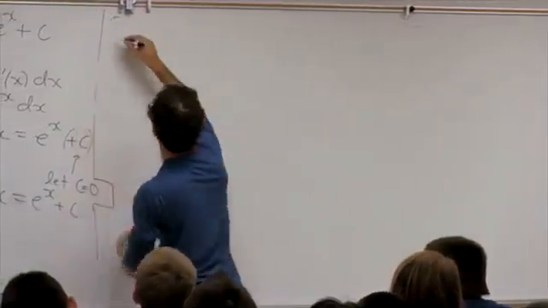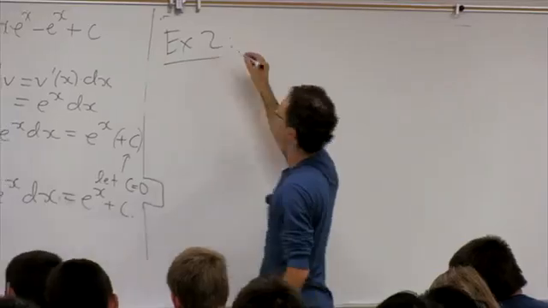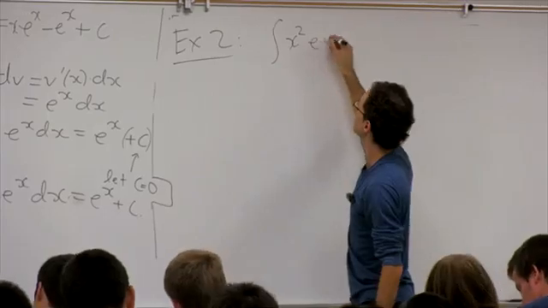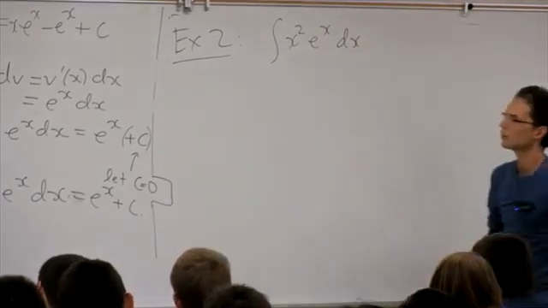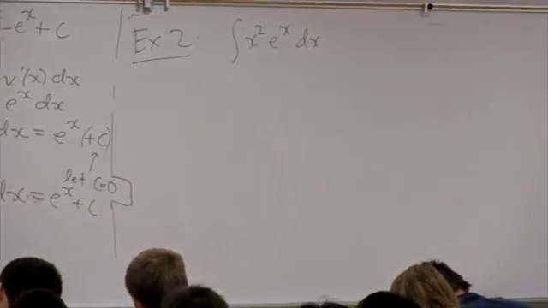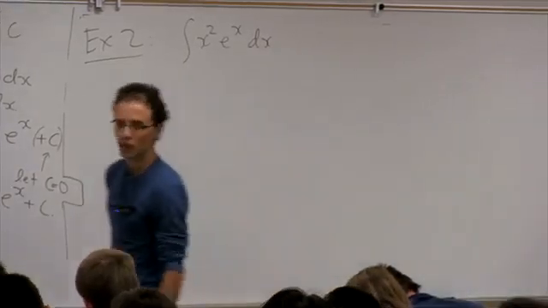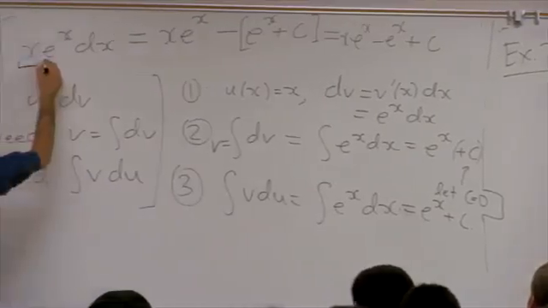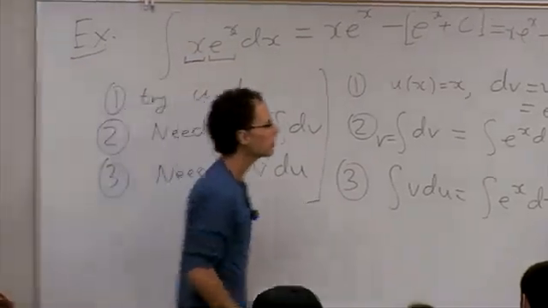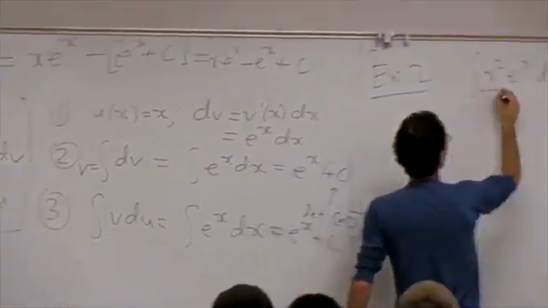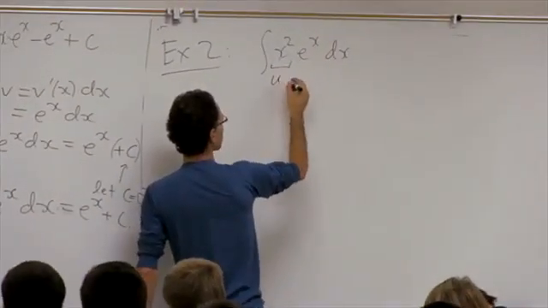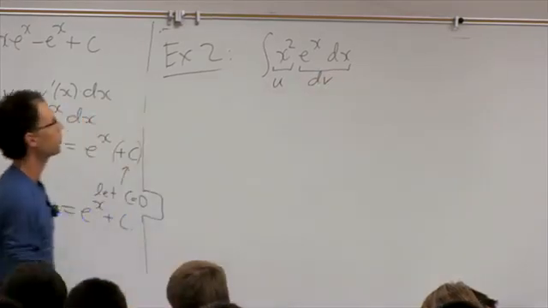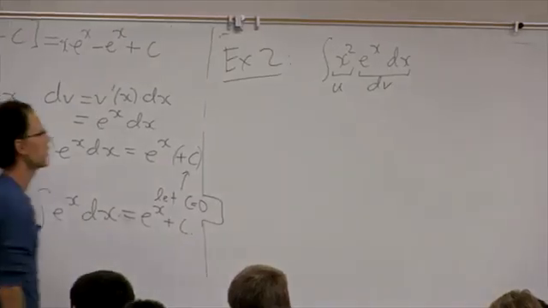So this will be my example 2. Let's integrate x squared times e to the x dx. Let's try and figure this one out. Okay, so let's use the same idea as before. We have two functions here. This one was the function x, and this is the function e to the x. So let's do the same thing over here. But now let's let u be x squared. And let's let e to the x dx be dv. So let's try this right now.